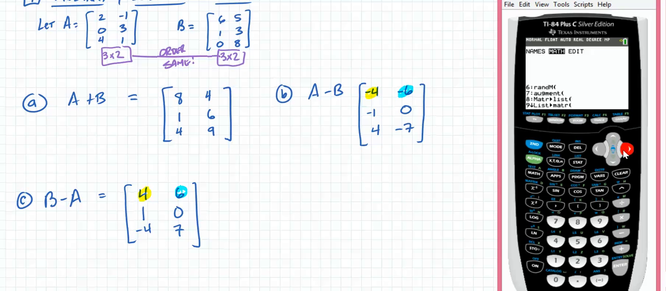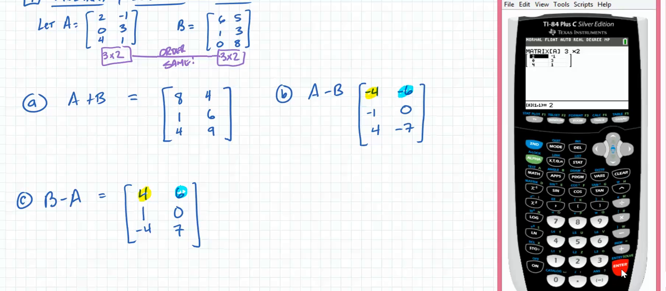What's the order of matrix A? A 3 by 2. So go ahead and enter a 3, enter, 2, enter. And then plug in what it is. So I have a 2, -1, 0, 3, 4, and then a 1. Alright, does that look good? Yep, it all looks good.